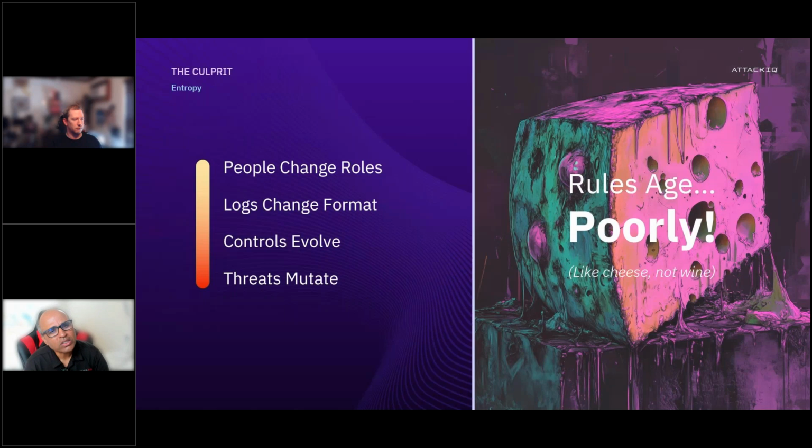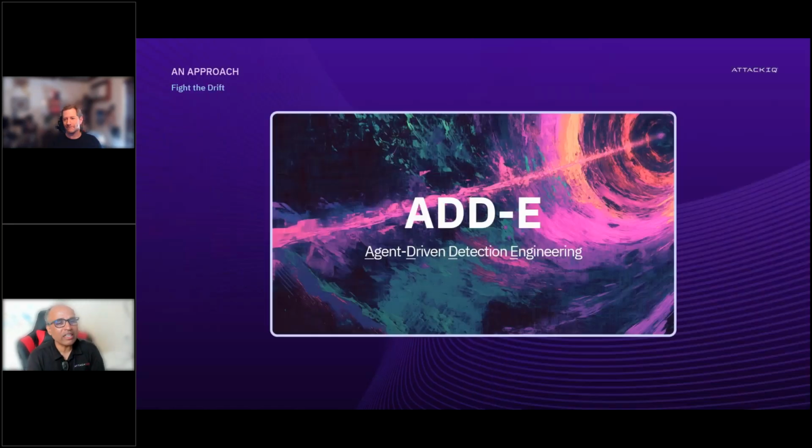But what about your detection rules though? They don't change. They age, right? And they don't age like wine, more like cheese. So how do we fight this drift? So how do we inject some energy into the system to bring some order to this chaos?